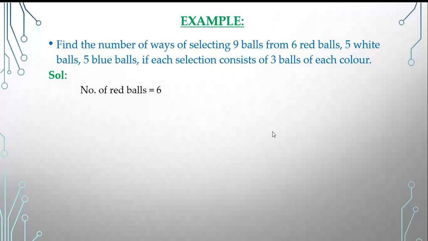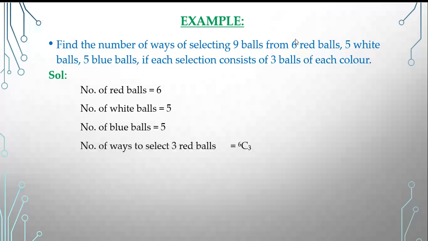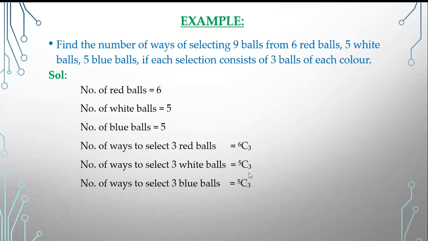So the number of red balls we have is 6, white balls 5, and blue balls 5. We choose 3 balls of each color. Out of 6 red balls, the number of ways of selecting 3 red balls is 6C3. For the 3 white balls, out of 5, that is 5C3. For 3 blue balls, out of 5 blue balls, we choose 3, that is 5C3.